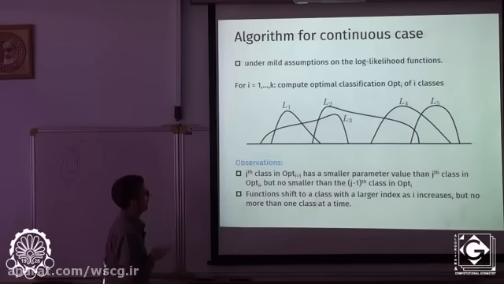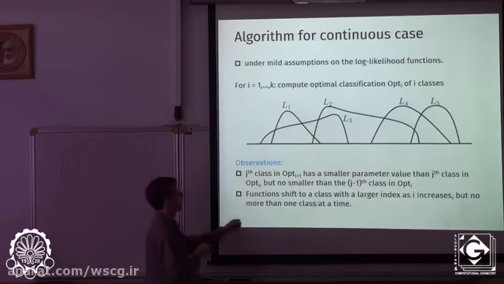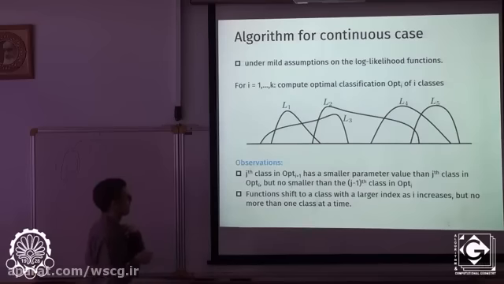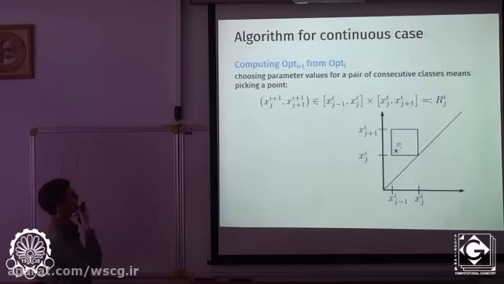So one more observation here is that if we add possible parameter values one by one, then in terms of how much these functions shift, that is bounded, and we're going to use that in the following.